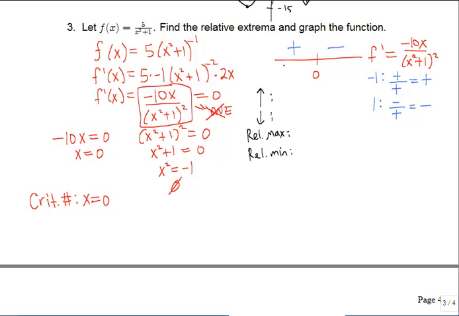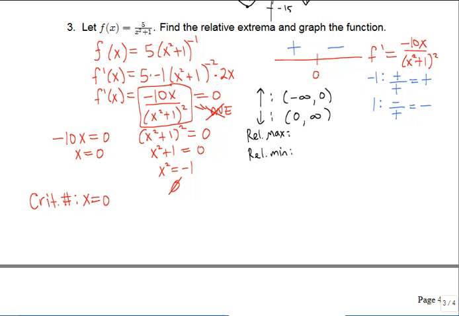Wherever you see plus signs on your derivative, that's where the function increases. So this would be the interval minus infinity up to 0. Anywhere where we see minus signs is where we decrease. So that's going to be on the other side from 0 to infinity. Make sure you're using parentheses.